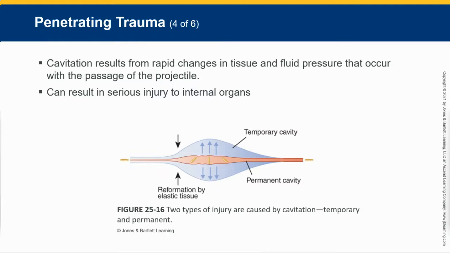That temporary cavitation can cause all kinds of damage to surrounding organs and that type of thing. It can tear vessels, lacerate solid organs, cause hollow organs to rupture and leak their contents into the surrounding cavities. But then once that temporary cavity reforms or goes back to its normal size, you still have your permanent cavity that goes along the pathway, the specific pathway of the bullet, and this is where we can have lots of hemorrhage and that type of thing involved.